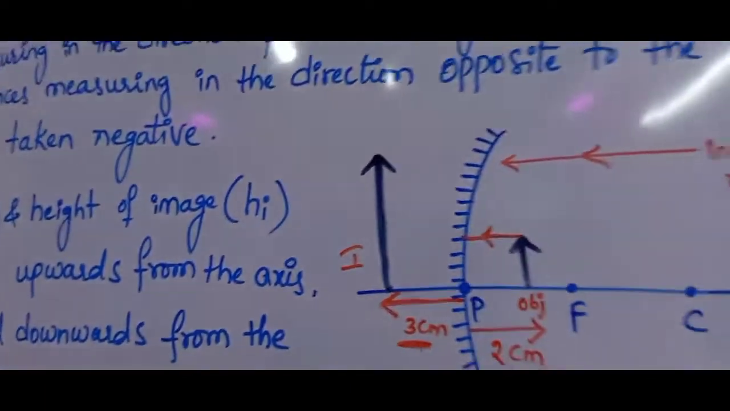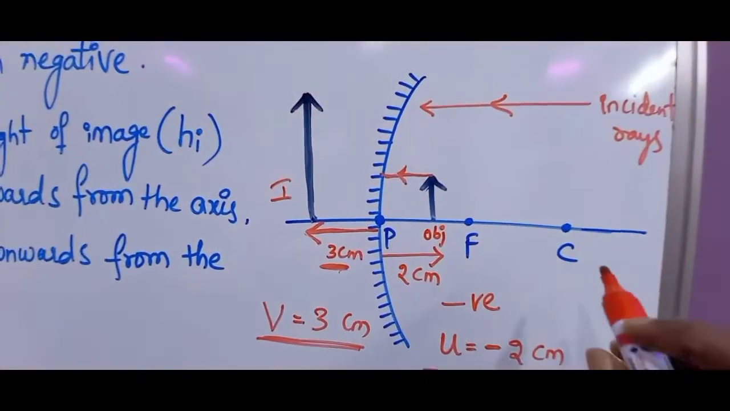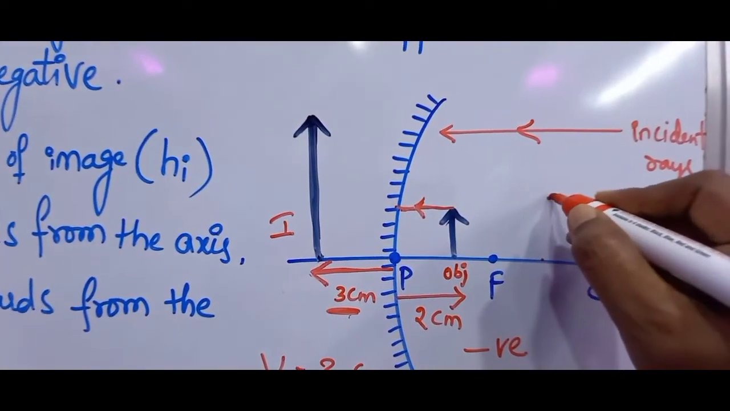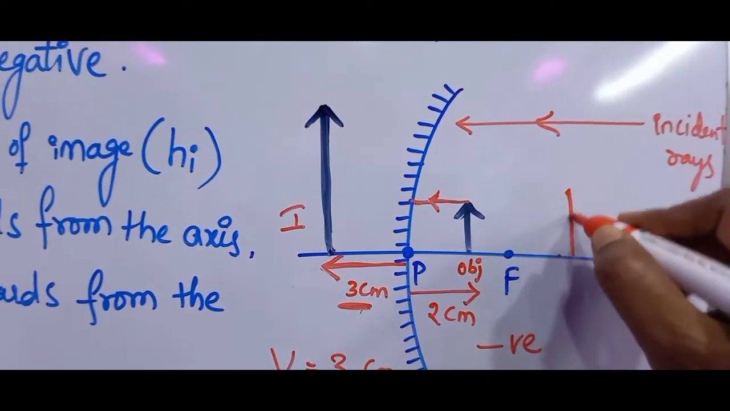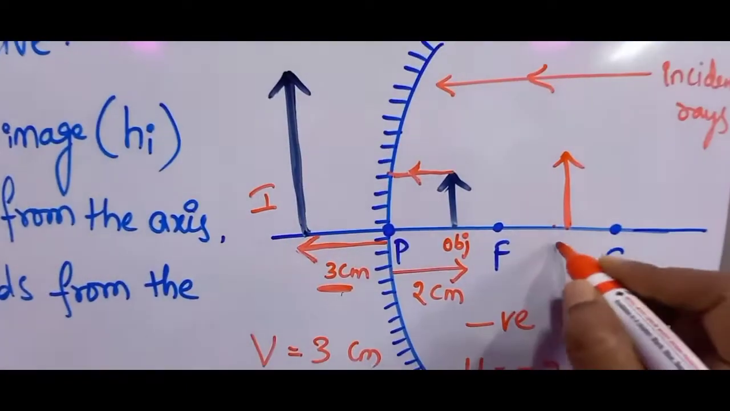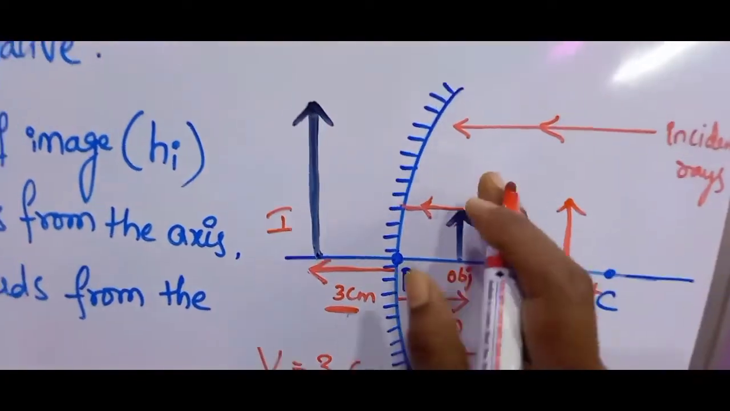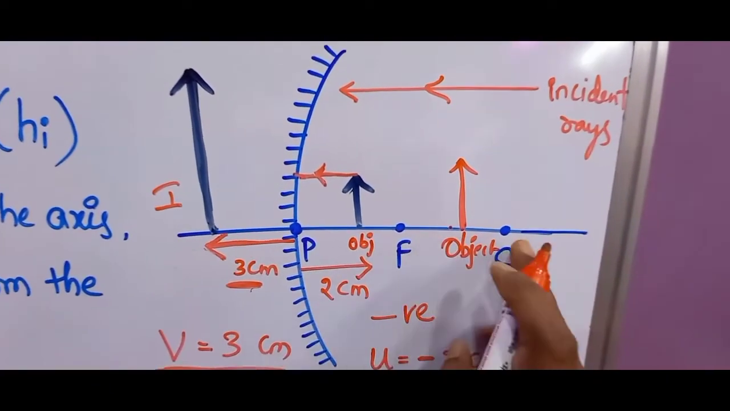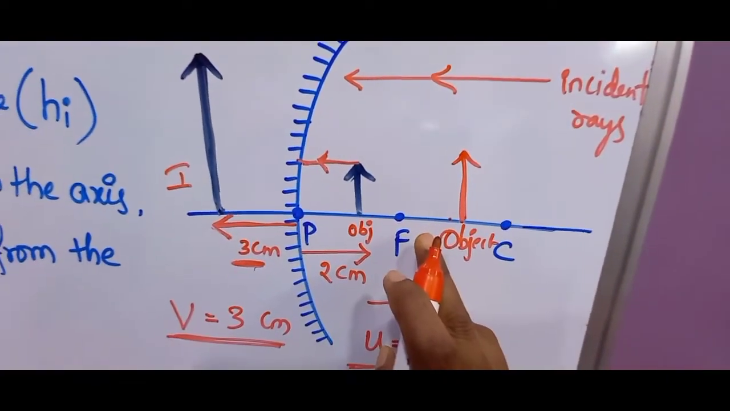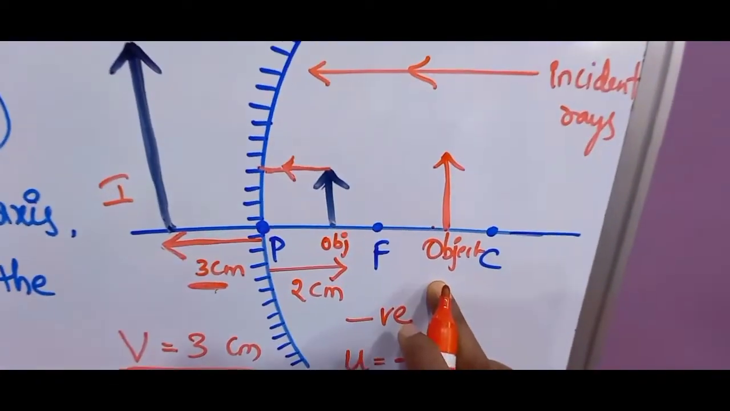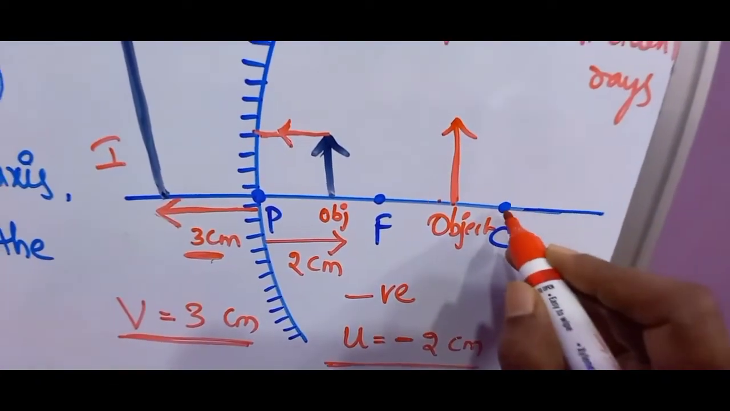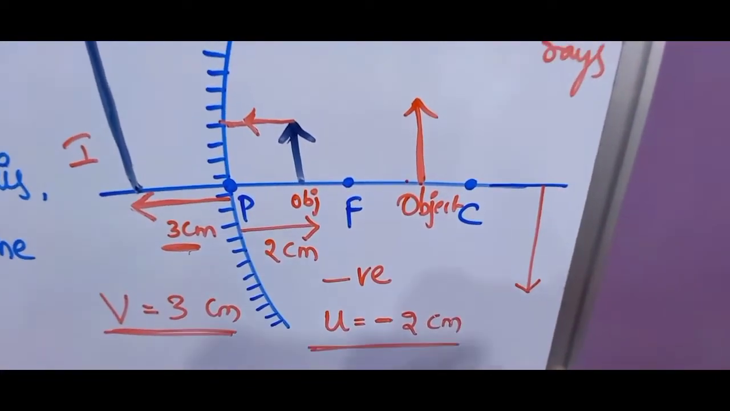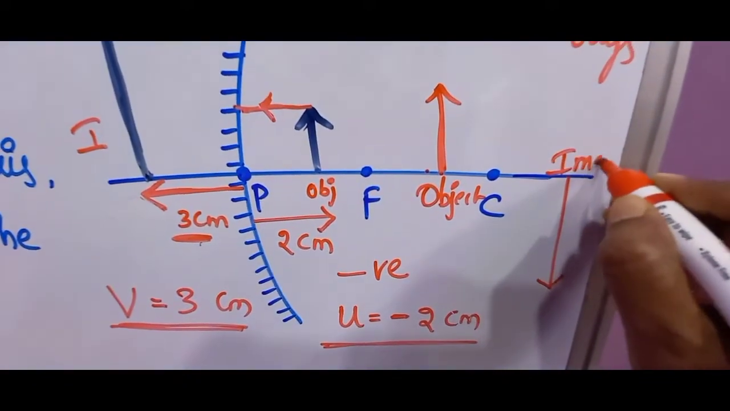That means, children, see here, now we can take another example. Suppose the object is placed here. Don't look at these two; see the red color one as the object. When the object is placed between C and F, you all know where we get the image of this object. We will get the image beyond C, the center of curvature. So this is the image formed here.